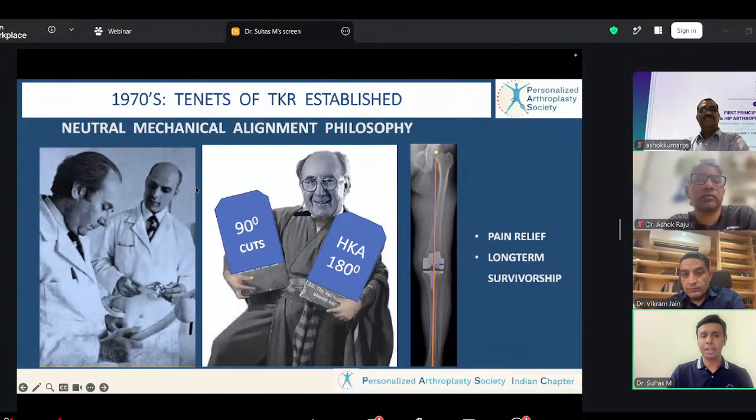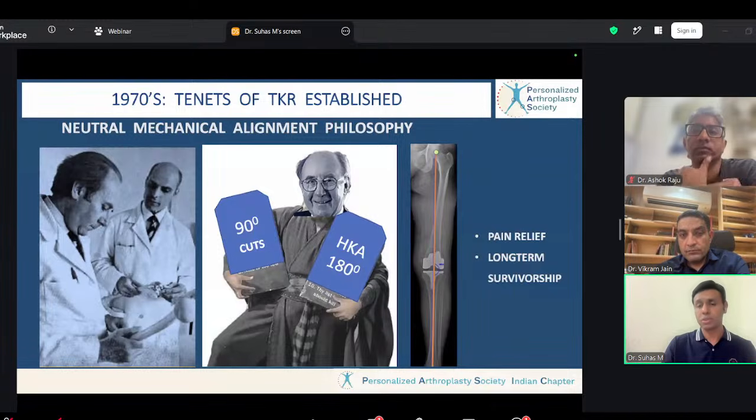Let us start with mechanical alignment, which is almost like the OG of total knee replacement. It was evolved in the 1970s and still widely practiced even today. At that point in time, Dr. Insall as well as Dr. Ranawat gave us 2 tenets for mechanical alignment. They said, cut your tibia at 90 degrees, cut your femur at 90 degrees, make sure your HKA axis is 180 degrees, or in popular terms, 0, 0, 0. That means you have to give your knee, hip, and ankle an absolute straight line. And what was the goal then? To have pain relief and to extend the implant survivorship.